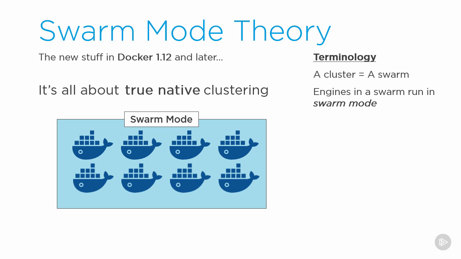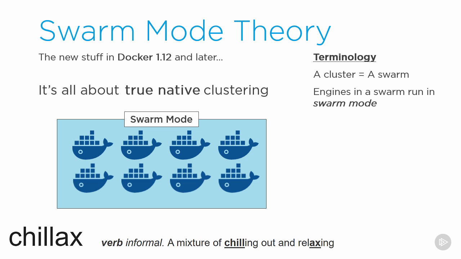And in that single engine mode, it is fully backwards compatible. Now let me just repeat that. You do not have to enable swarm mode, and if you don't, then everything's 100% backwards compatible. It just runs like Docker always has. That means if you've got third-party clustering stuff going on, chillax. It's just going to keep working.